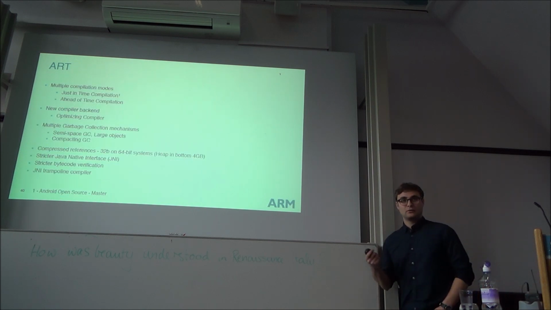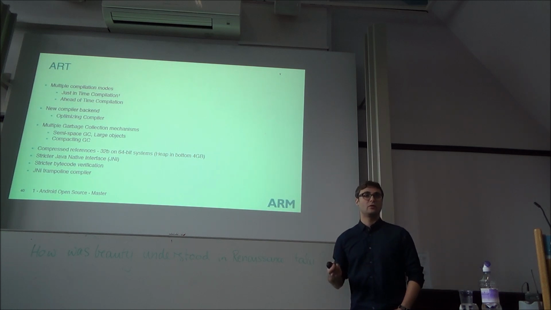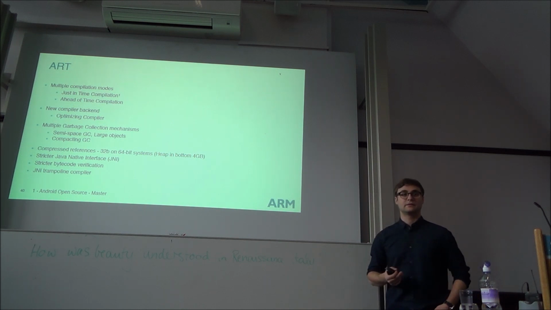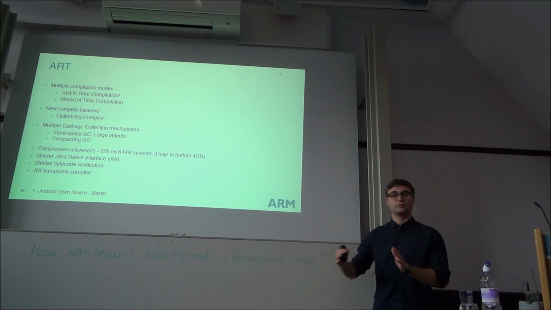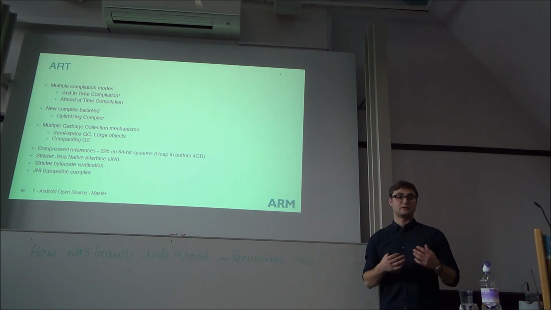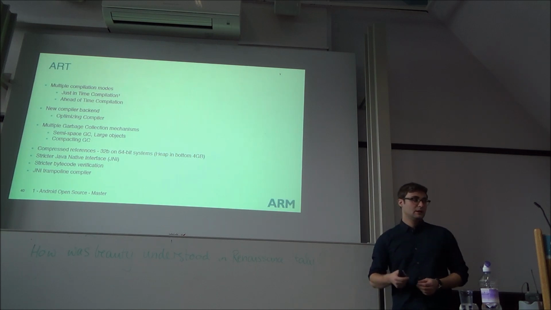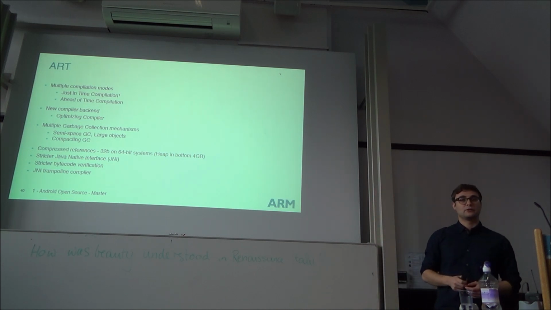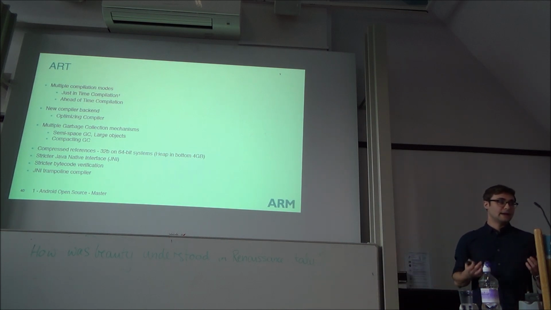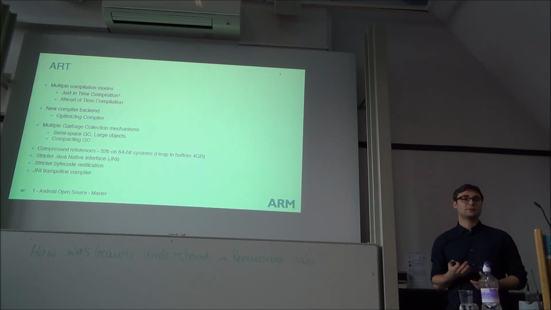So ART, which as I mentioned before is the default Android virtual machine since Android L, has ahead-of-time compilation, so that means you compile code before you execute it, and also has just-in-time compilation, which basically means that you compile code as you execute it. I mentioned that the just-in-time compilation is part of what happens now in Android Master. And it has a new compiler backend. That's the optimizing compiler. That's what me and my colleagues are working on.